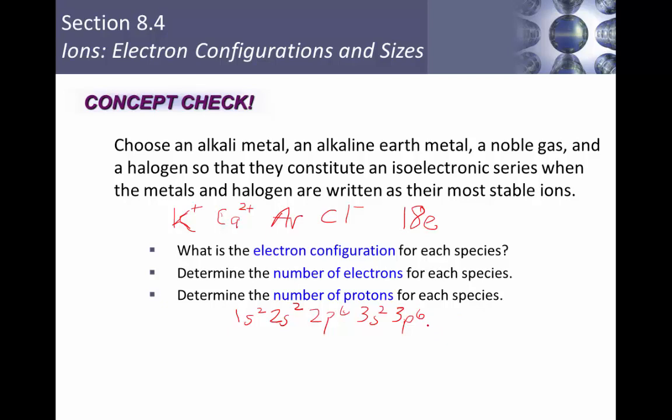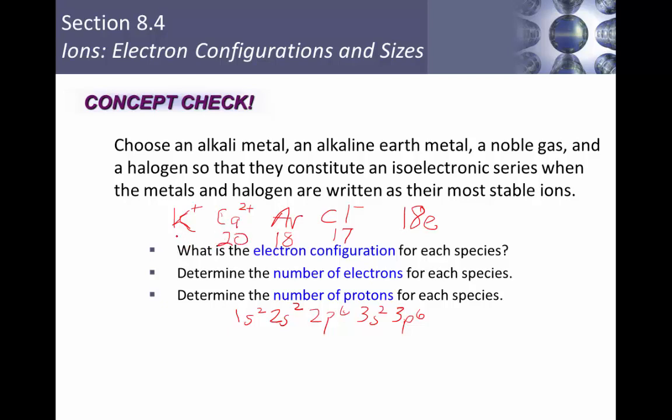Now it says determine the number of electrons. We did that. And then determine the number of protons. So let's see. This is going to be our 18. I'm trying to work backwards here. This one is 17. And then if we jump back to calcium, calcium is 20.